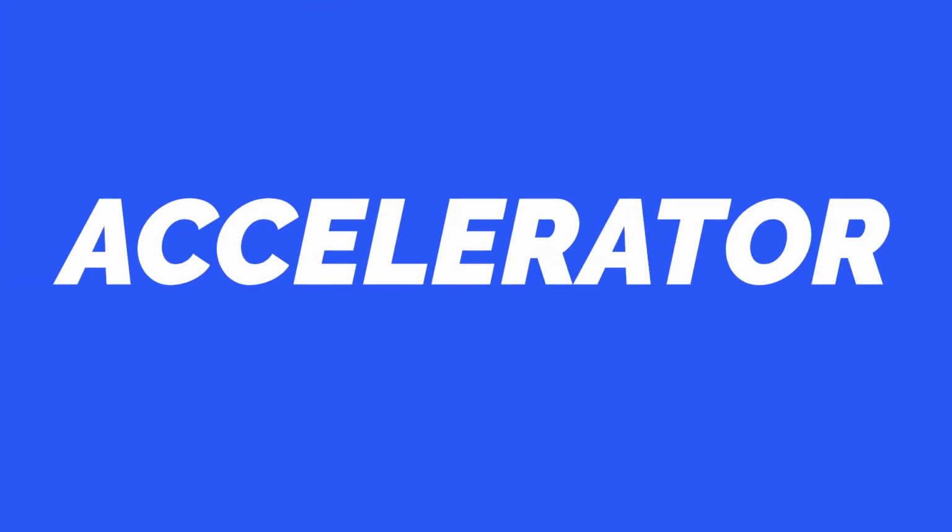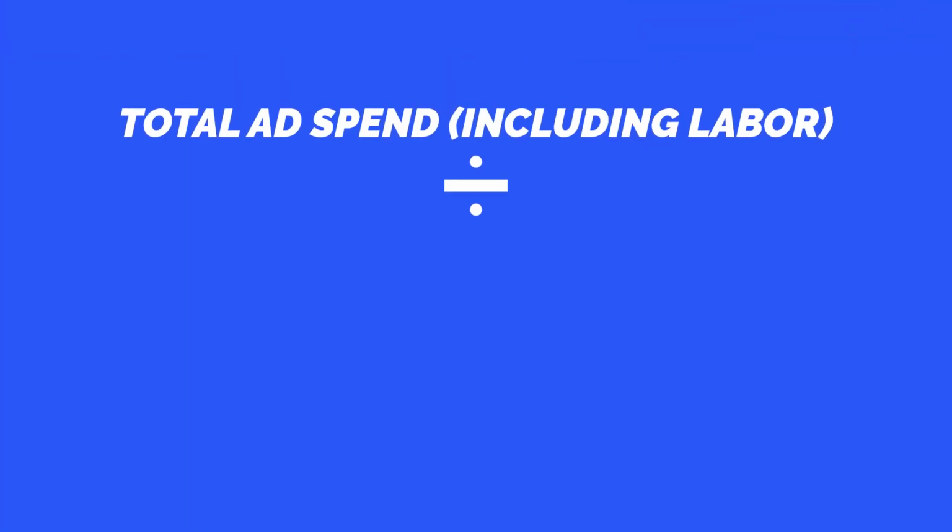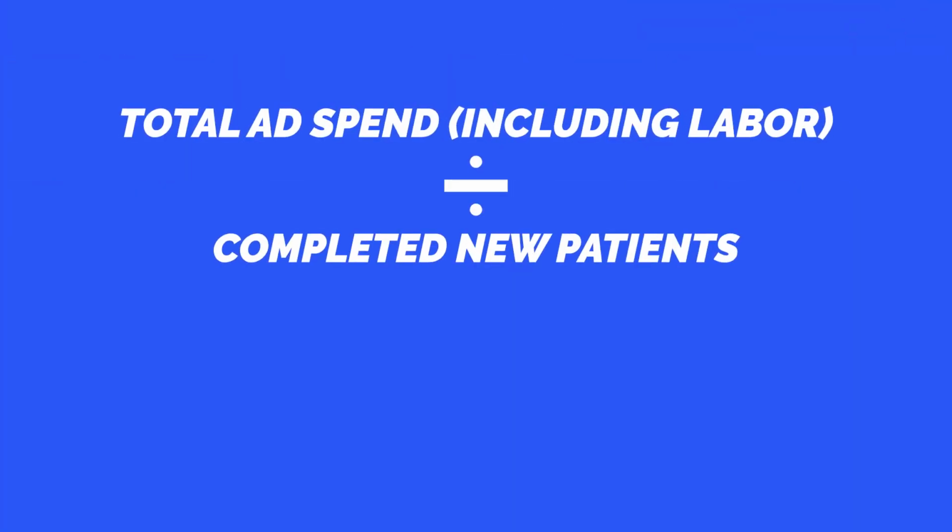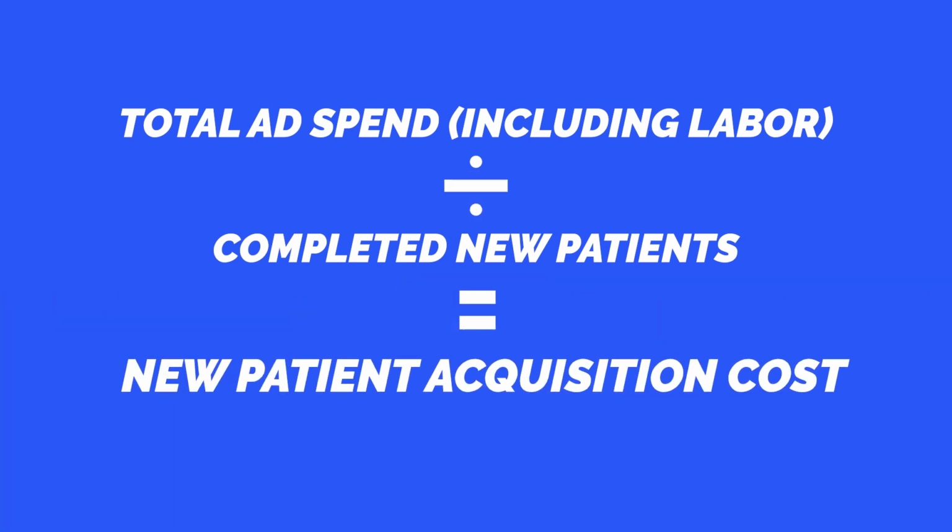We pair that with a really important metric that we call an accelerator. An accelerator is one of those metrics that if we improve, we can accelerate the outcome of the scheduled new patients, and that's why we pair it with the new patient acquisition cost. This is how much does it cost to acquire a new patient? That number is simply taken by the marketing dollars divided by the number of completed new patients in the practice to give us your average new patient acquisition cost.